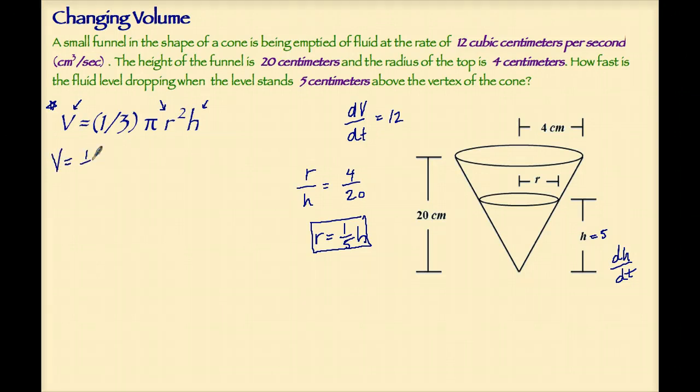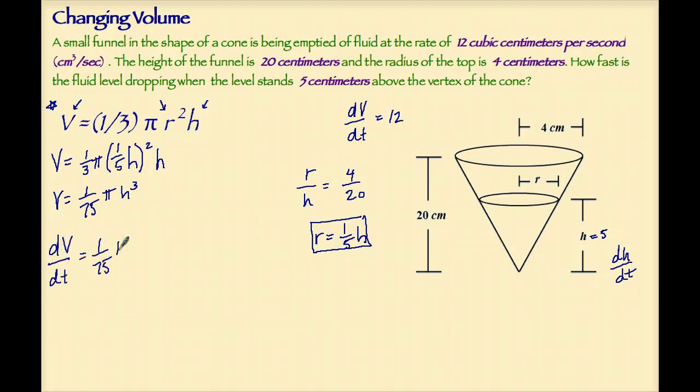V is equal to 1/3 pi. Instead of r now, we're going to use 1/5 h squared and then times h. Let's simplify this. 1/5 squared is 1 over 25 times 1/3, 1 over 75 pi, and then we're going to have h cubed. Now let's take the derivative. The derivative of v is dv dt. 1 over 75 pi is a coefficient, and that will be multiplied by the derivative of h cubed, which is 3h squared dh dt.